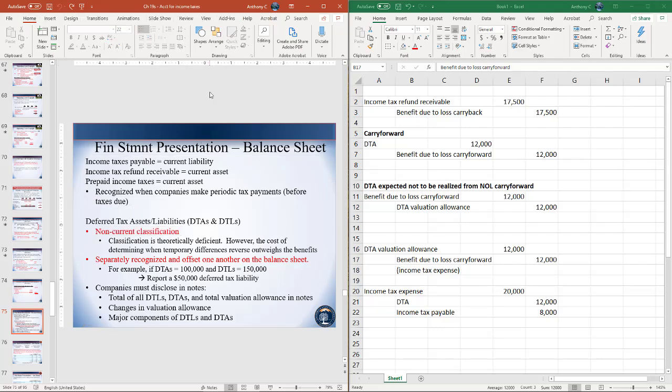For this class, we only really dealt with one DTA or one DTL at a time. If a company has both, they're going to keep track of both DTAs and DTLs separately, but then on the balance sheet, they'll offset these against one another and then just report what's remaining. So for example, if a company had a DTA of 100,000 and DTLs of 150,000, that means in total, if they offset these against one another, they'd have a DTL of 50,000. So on the balance sheet, they would just report this $50,000 DTL.